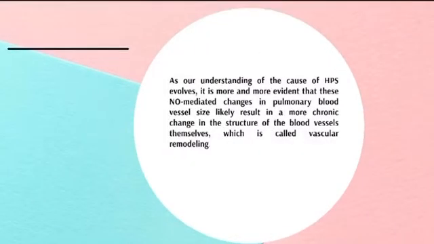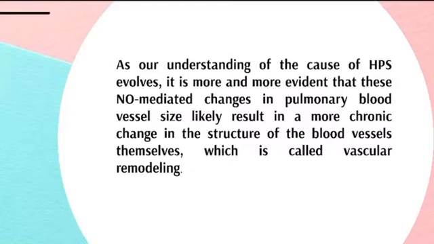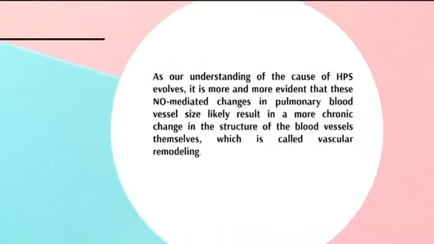As our understanding of the cause of HPS evolves, there is more and more evidence that this change in pulmonary blood vessel size likely results in a more chronic change in the structure of the blood vessels themselves, which is called vascular remodeling.